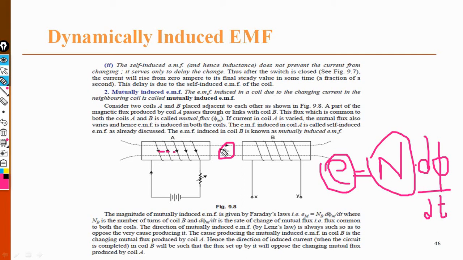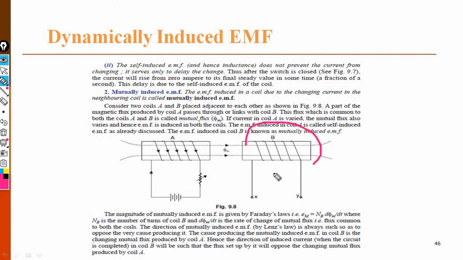That means the EMF induced in coil B or conductor B is called mutual induced EMF. That means the induced EMF in coil B is called mutual induced EMF. Now this is the second type of statically induced EMF, mutually induced EMF. This second type is very important in statically induced EMF.